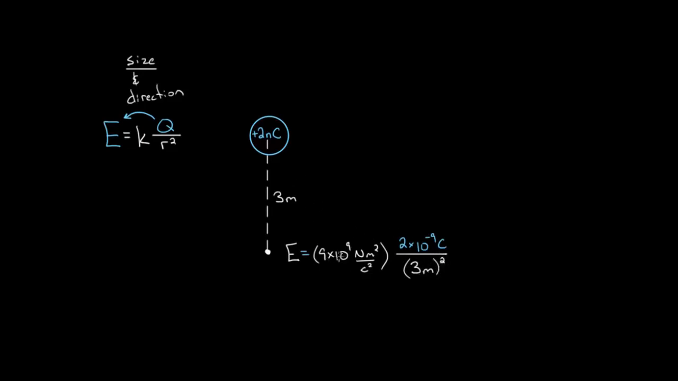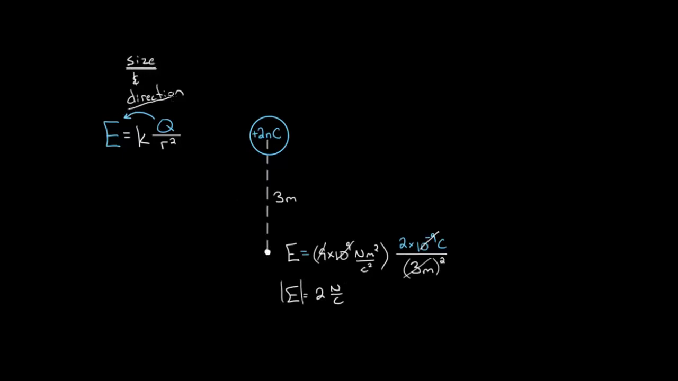And if we solve this, 10 to the 9th times 10 to the negative 9th goes away. That's pretty nice. And then 9 divided by 3 squared is just 9 divided by 9, so all of that's going to go away. And all we really get for the electric field is that it's going to be 2 newtons per coulomb at this point here. So that is the magnitude. This gives us the magnitude of the electric field at this point in space. That's how you get the size of it.